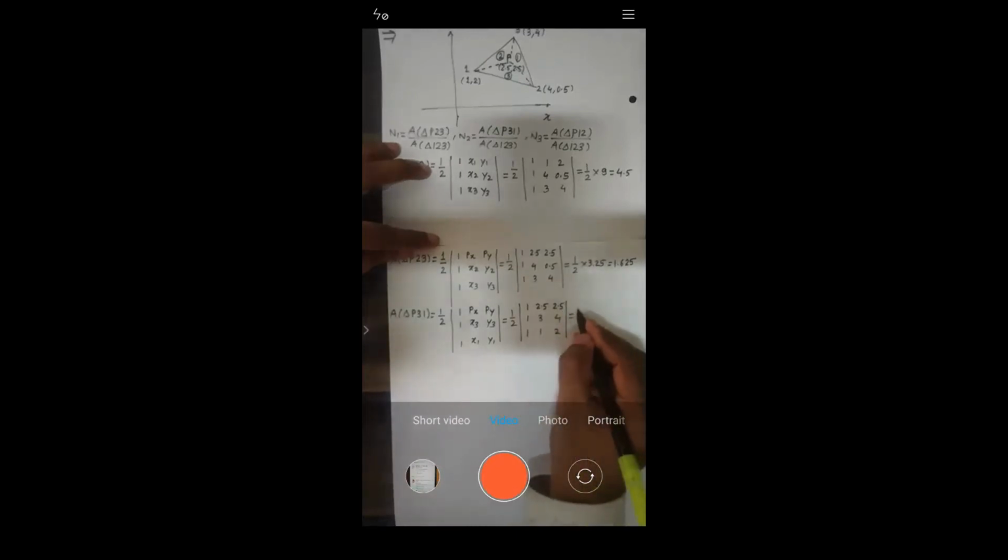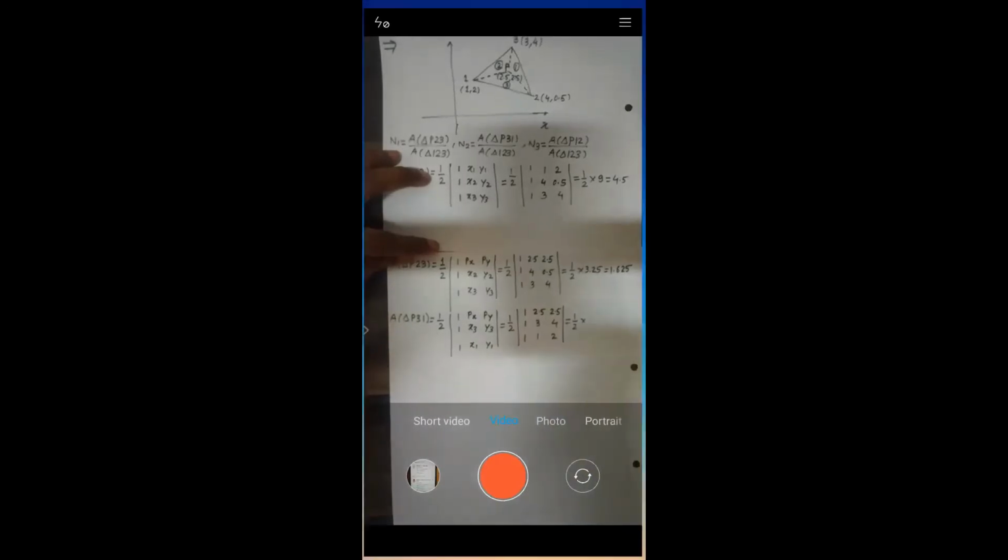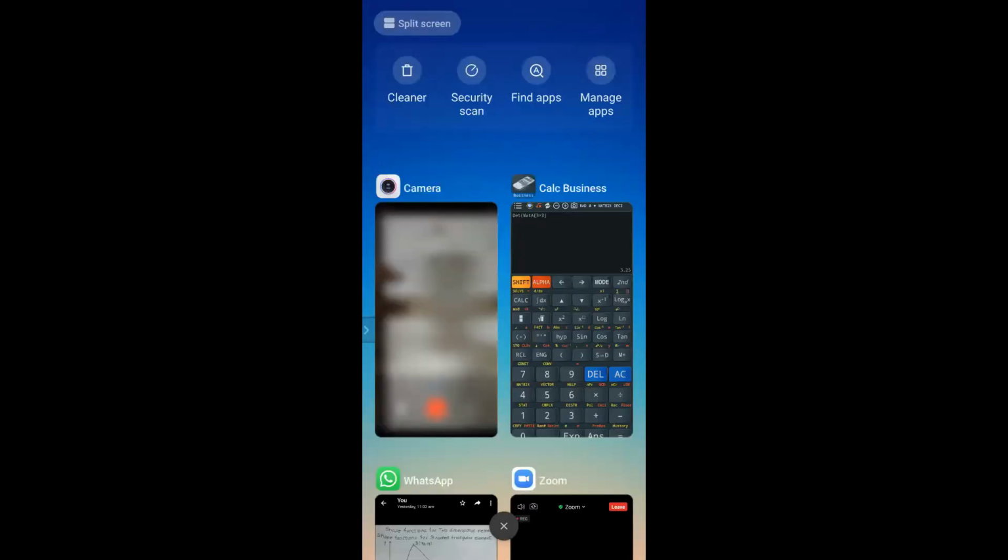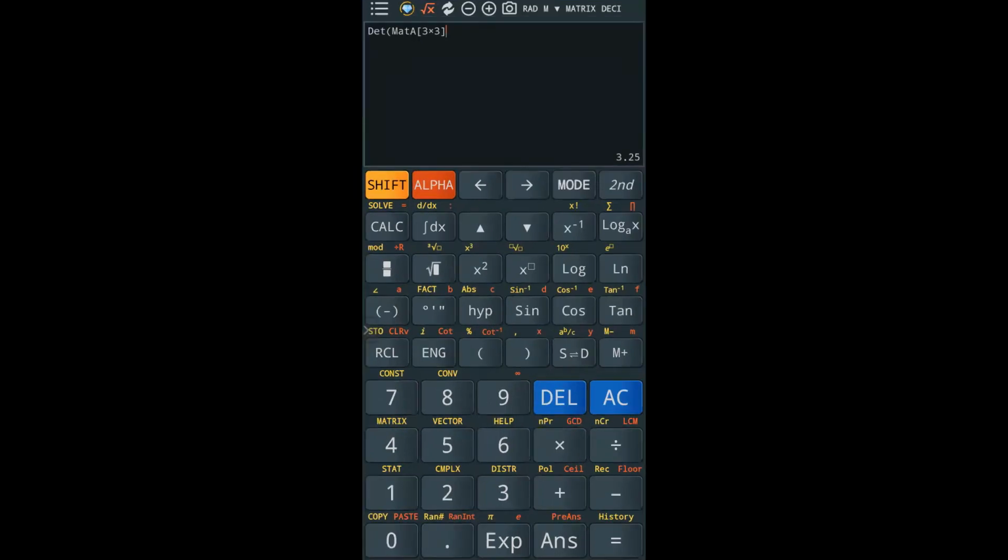So again solve it in a calculator, right? We need to solve it. So again, I need to clear it. I need to go to mode, okay, matrix, okay, shift matrix. I'll edit the matrix. Okay, I will edit this matrix. That is 1, 2.5, 2.5, right? Then 1, 3, 4, right? 1, 3, 4. Then 1, 1 and 2. 1, 1 and 2, right?